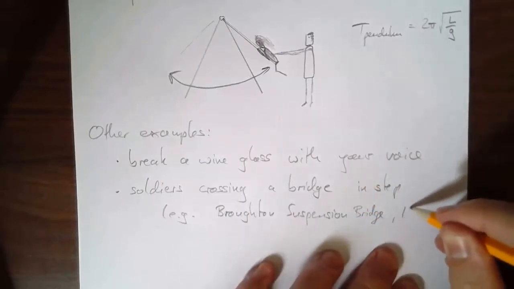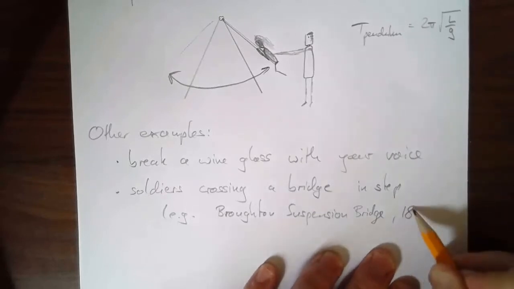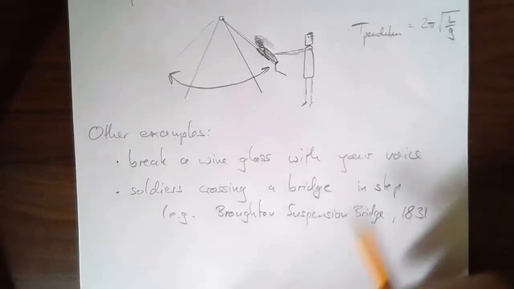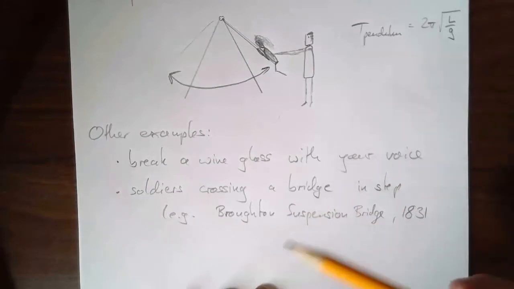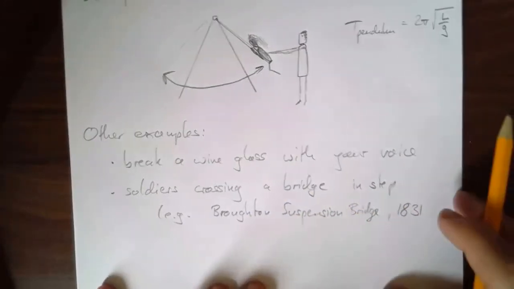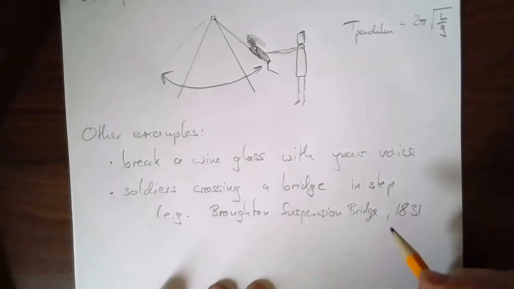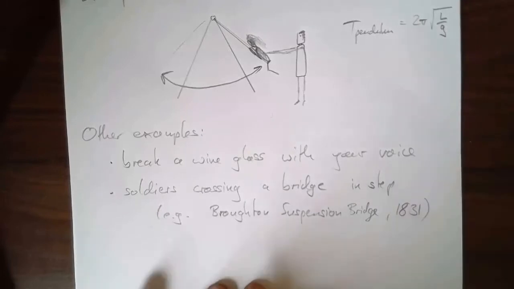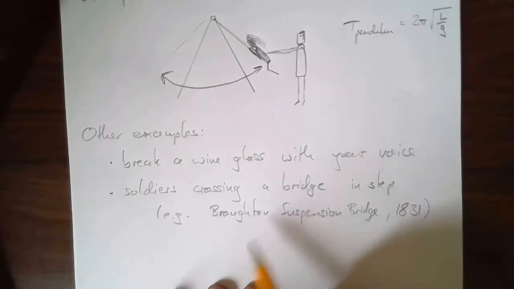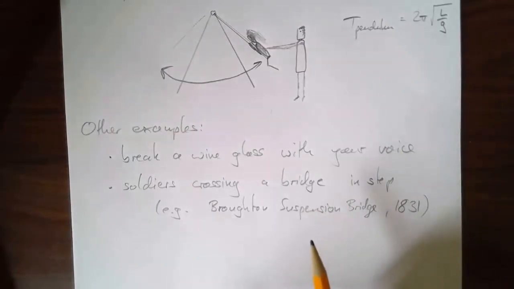This was in 1831. The soldiers noticed that as they were stepping, they were giving that bridge an extra shove, and apparently even started singing with the rhythm of the bridge. And then it collapsed. Nobody got killed apparently, but several soldiers got injured. As a result, the British Army decided that soldiers shouldn't march in step anymore when crossing bridges. So you can look that up in your own time.